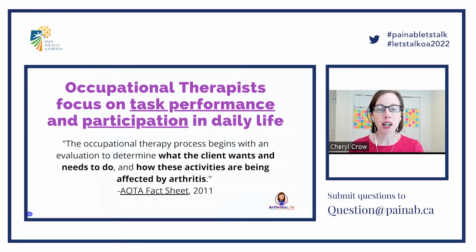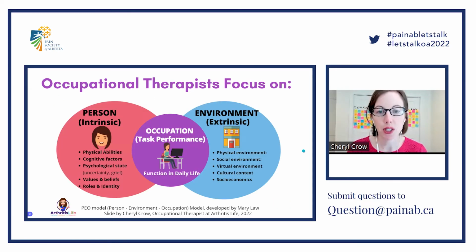Occupational therapists are all about the doing of the tasks that are important in someone's life. So participation and performance and action words, verb words, are really important to us, and we begin with an evaluation to determine what the client wants or needs to do, and how arthritis is hindering their ability to do what they want and need to do. So it's very, very individual focused.